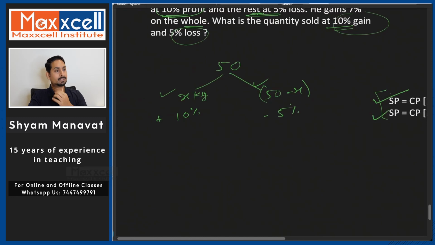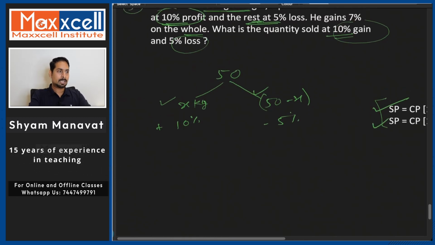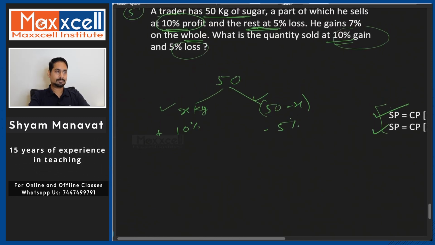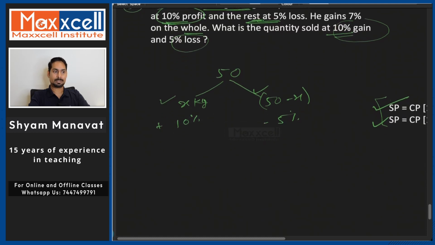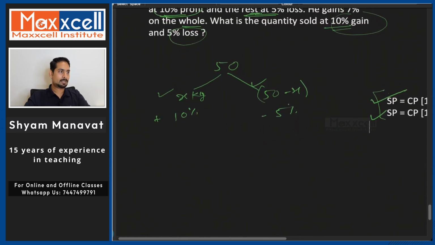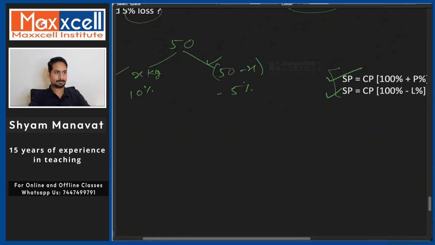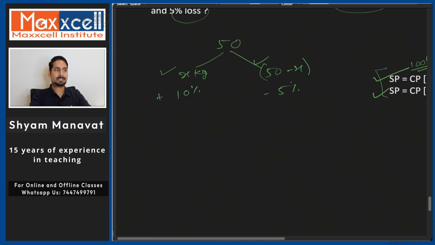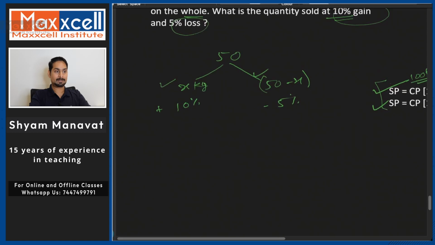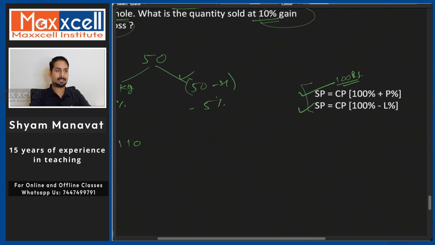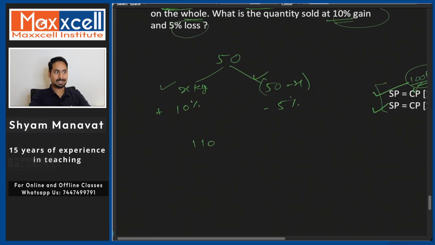Let me take this question with respect to selling price. If the first part is sold at 10% profit, let's say the cost was 100 rupees. So for the first part, with 10% profit, the selling price should be 110. If I take the cost price to be 100, the selling price for the first type should be 110.